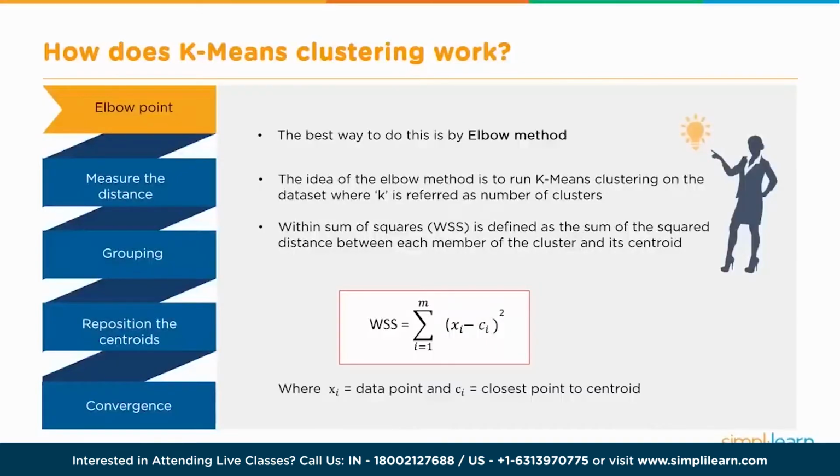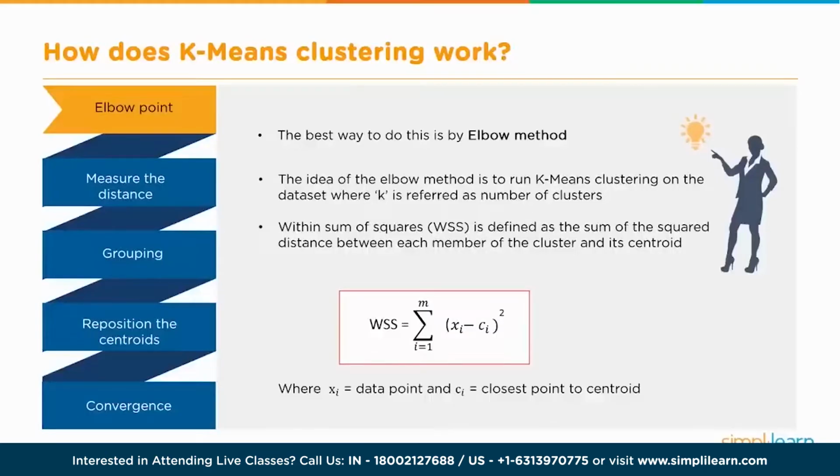So when these clusters are formed, there is a parameter called within sum of squares. And the lower this value is, the better the cluster is. That means all these points are very close to each other. So we use this within sum of squares as a measure to find the optimum number of clusters that can be formed for a given data set.